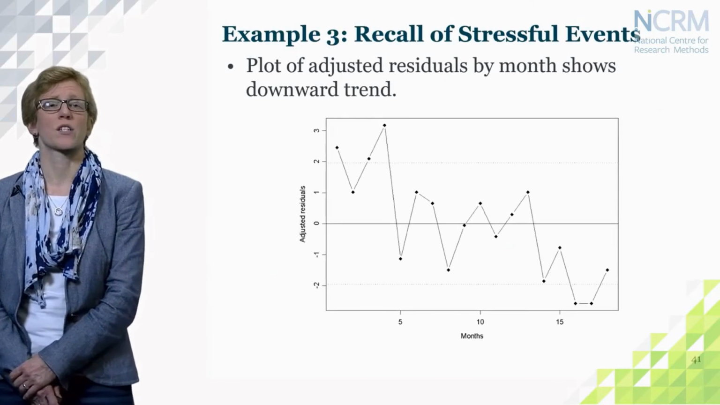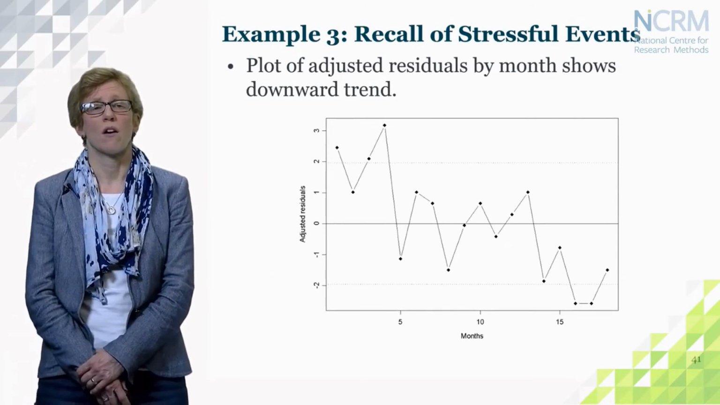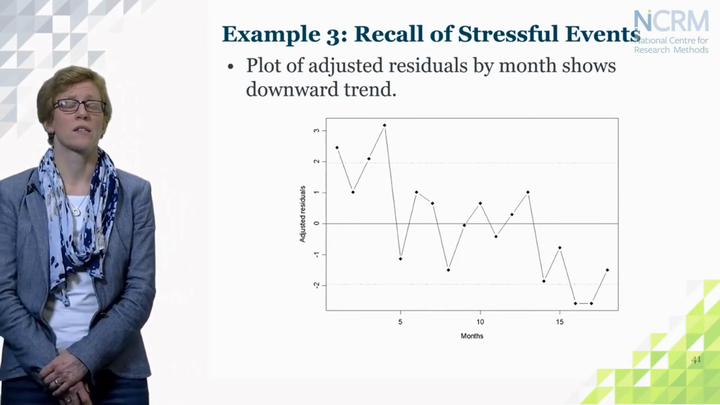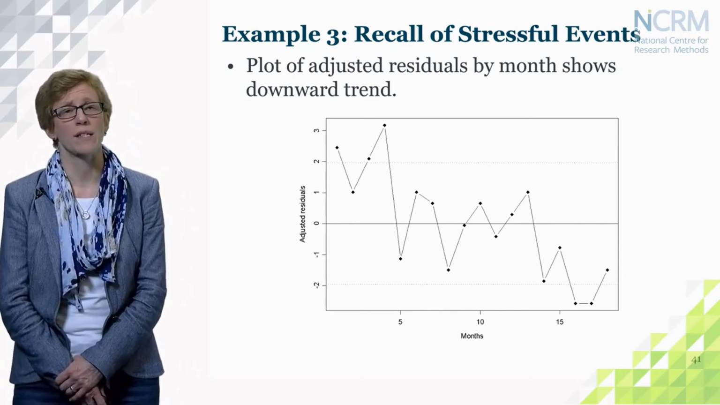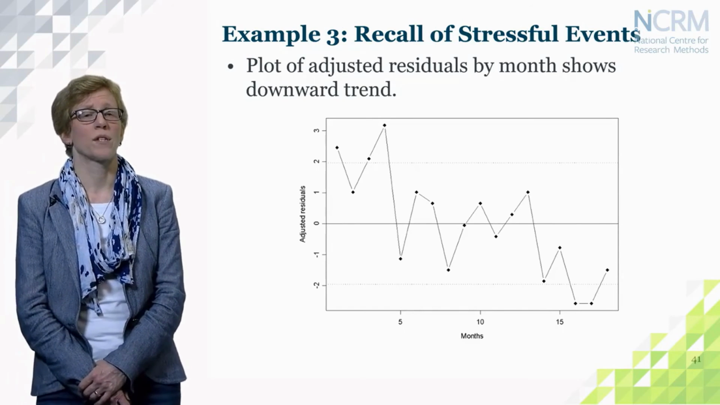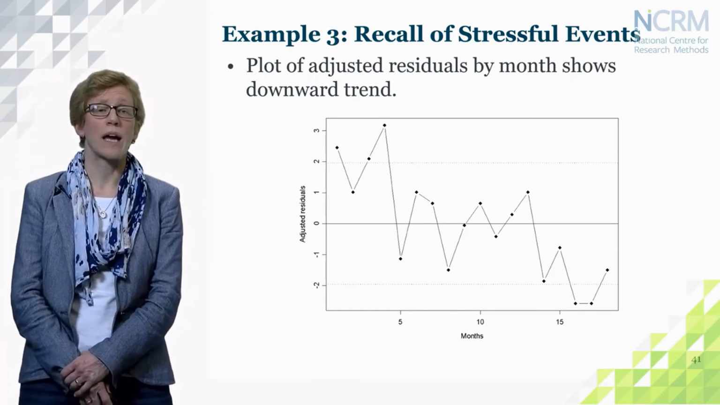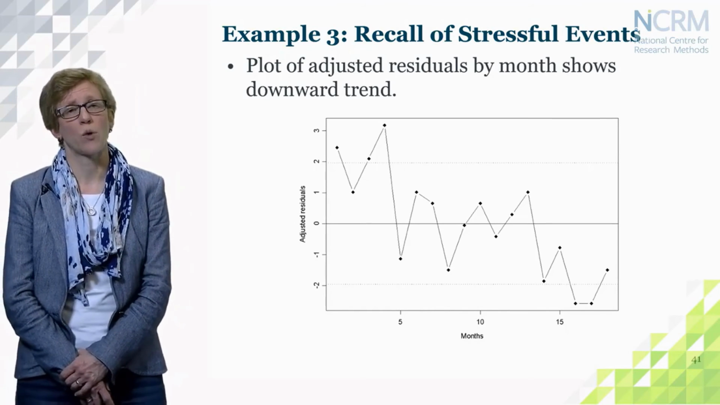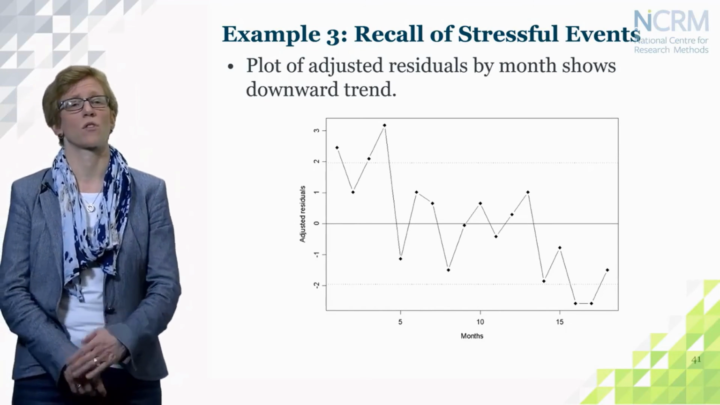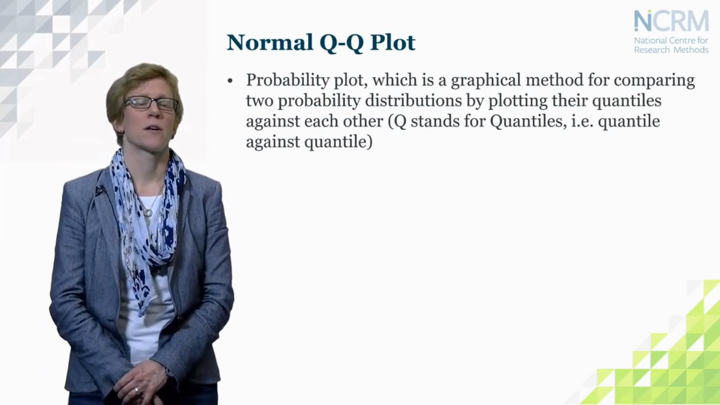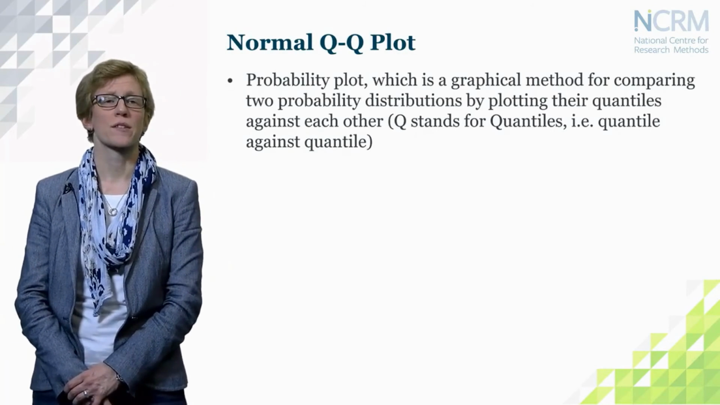Looking at the plot of adjusted residuals per month, we also see a downward trend. The adjusted residuals are on the y-axis and the months are given on the x-axis, and we can see just by plotting those types of adjusted residuals that there is a downward trend. So again, it's not a random pattern, there's a downward trend, and we might see basically the sort of time trend. Another way of looking at residuals are the normal QQ plots.